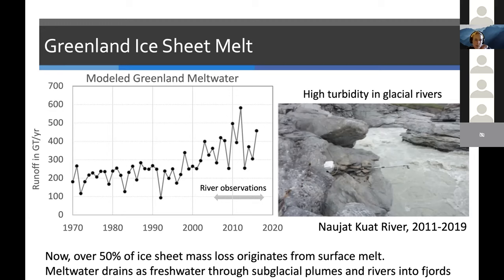And then there's another more long-term gauging station on the East Coast that Copenhagen maintains too. So river observations at first cut, we want to know just volumes of water. That's the relevant question for sea level rise. But I got interested also in the high turbidity that these river systems have and how much export there is of sediments too.